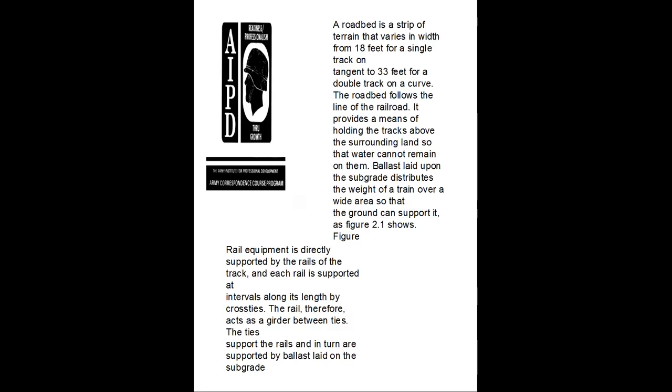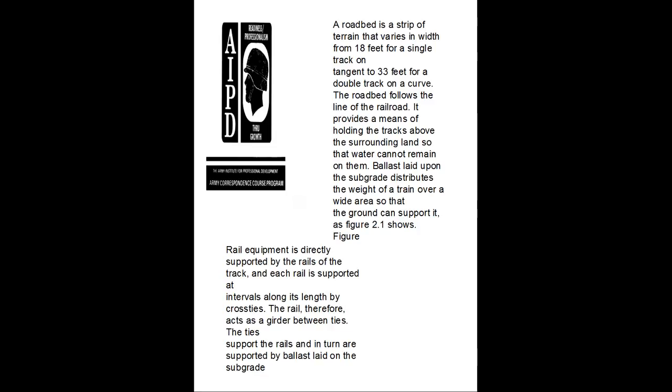A roadbed is a strip of terrain that varies from 18 feet for single track tangent to 33 feet for double track curve. The roadbed follows the line of the railroad and provides a means of holding the track above the surrounding land so that water cannot remain on it. Ballast laid upon the subgrade distributes the weight of the train over a wide area so that the ground can support it, as figure 2.1 shows.